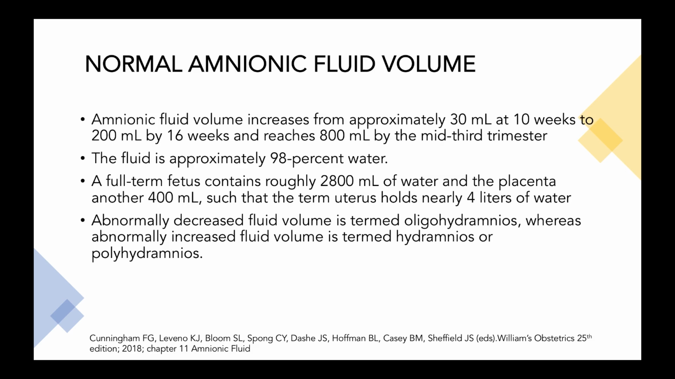Amniotic fluid volume increases from approximately 30 ml at 10 weeks AOG to about 200 ml by 16 weeks AOG and reaches about 800 ml by the mid-third trimester. The fluid is approximately 98% water. A full-term fetus contains roughly 2,800 ml of water and the placenta another 400 ml, such that the term uterus holds nearly 4 liters of water. Abnormally decreased fluid volume is termed oligohydramnios, whereas abnormally increased fluid volume is termed hydramnios or polyhydramnios.